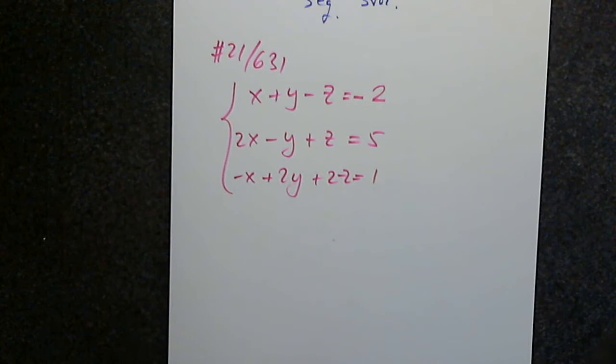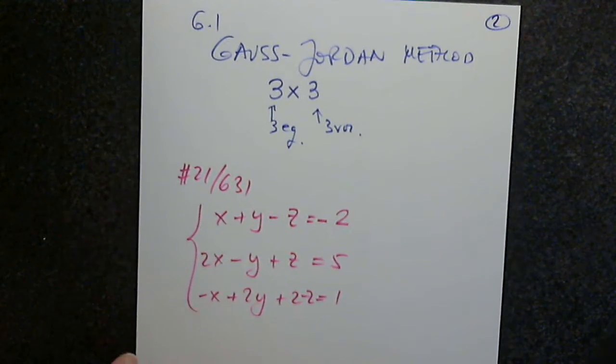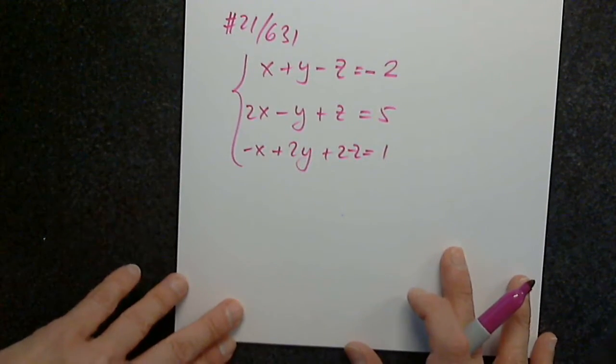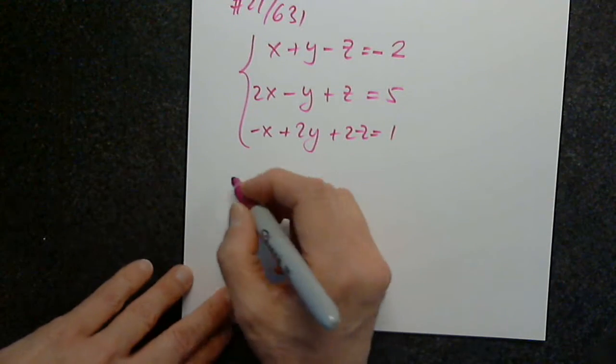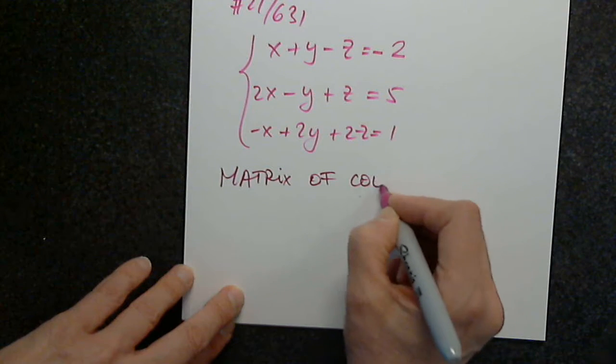Okay, so here are the preps. In order to solve the system using the Gauss-Jordan method, we have several preps, several details to look at. Here's the first detail. The matrix of coefficients.